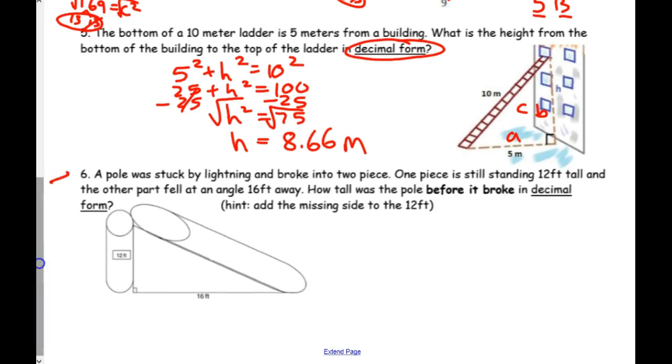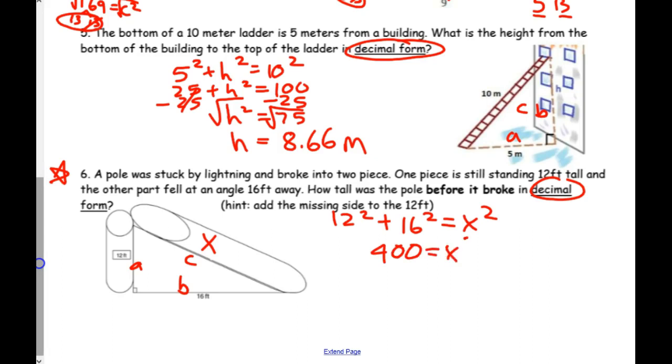Please be careful with this one. There's going to be one like this on your test. Once again, you got A, B, and C. We'll call it X. And we're still doing this in decimal form, so we can do A squared plus B squared equals C squared. What's 12 squared plus 16 squared? 400 equals X squared. Square root both sides. So 20 equals X.